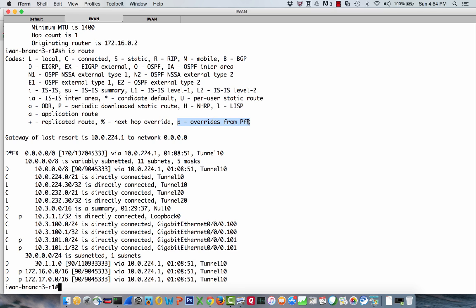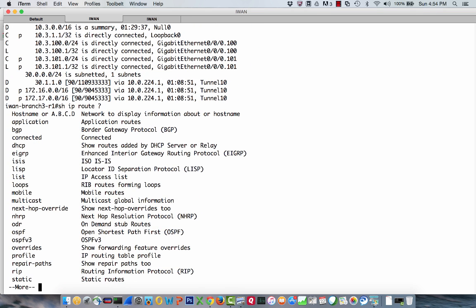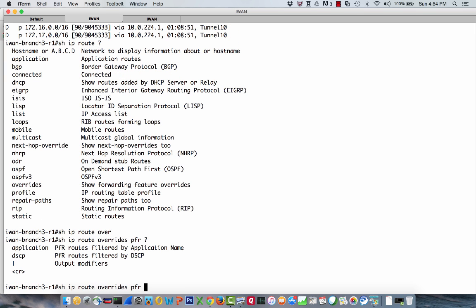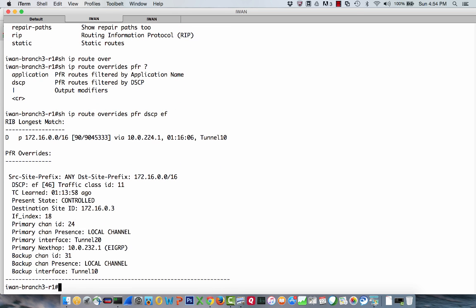So if we actually do a show IP route, and you can do an EIGRP or an OSPF, and now you can do an overrides PFR. And we can even do a DSCP EF, which is what my traffic is. And there you go, right here: show IP route overrides PFR DSCP EF. So show IP route, and you could have done an EIGRP or whatever. This is just a new thing that you can go ahead and get even more granular with.